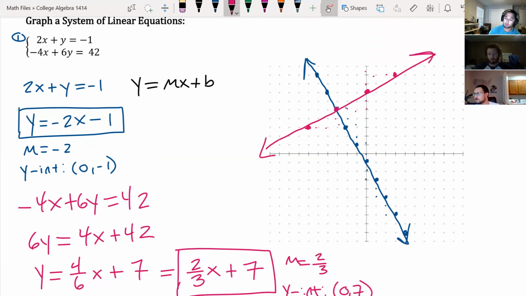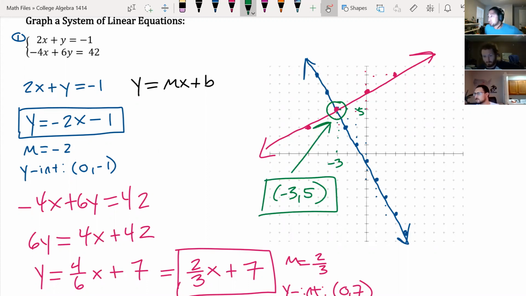Okay. So we see that these lines intersect. So this point of intersection is the unique solution to both equations. And this happens to be at, what's that? 1, 2, 3. So that's -3. And then 1, 2, 3, 4, 5. So this is at (-3, 5). There is our unique solution.